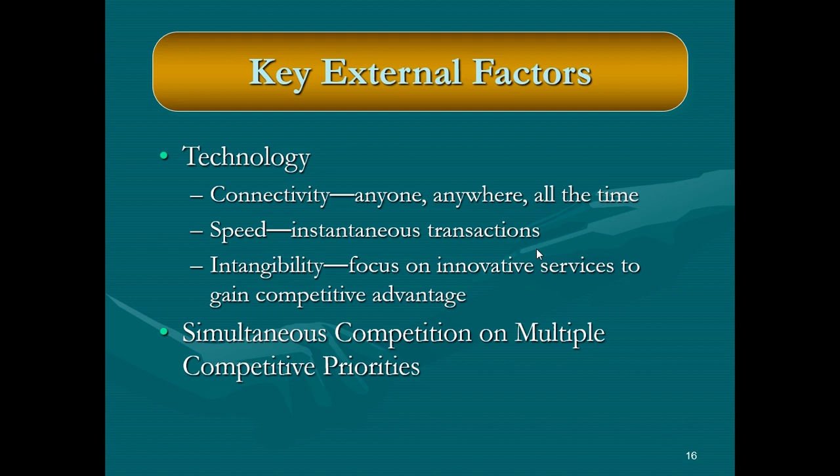Simultaneous competition on multiple competitive priorities. You will have a lower cost. Technology will help you to have a lower cost, to have speed of delivery, and to have flexibility to get more and more types of products or services provided. Those are all competitive priorities.